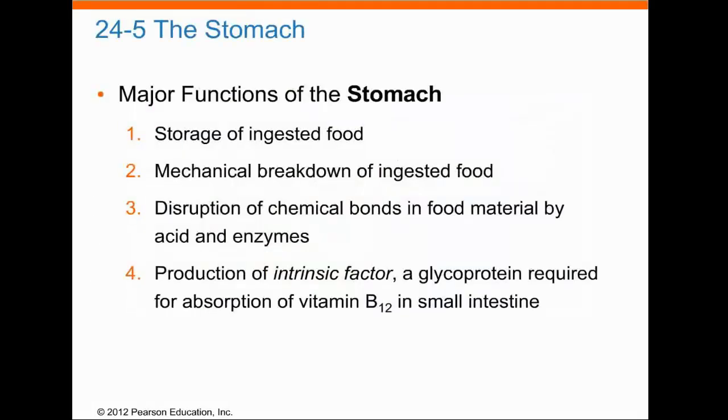So the major functions of the stomach: they receive the stored ingested food, where it is mechanically broken down, and the chemical bonds in the food are disrupted by acid and enzymes. Remember that the pH, or the acidity, in the stomach is very low. It's around 2. We talk about acidity and alkalinity a bit later. And it produces what is called intrinsic factor, a glycoprotein used in the absorption of vitamin B12 in the small intestine.